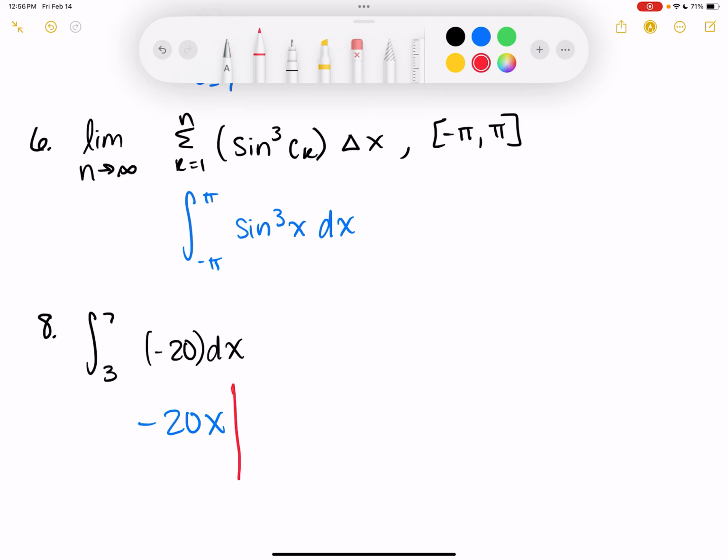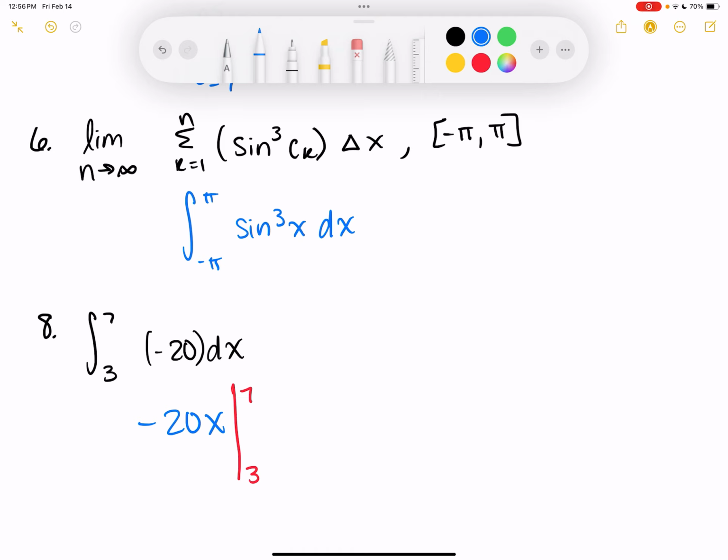Then this gets evaluated because this is a definite integral from 3 to 7. Is that what that line means? Yes. I made it kind of excessively long. It's not normally that big, but minor details.